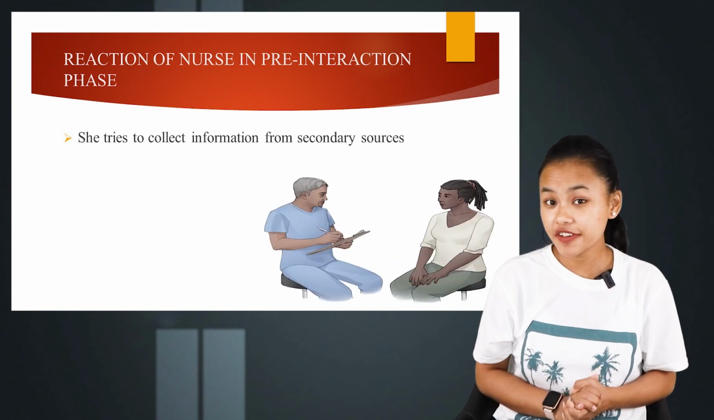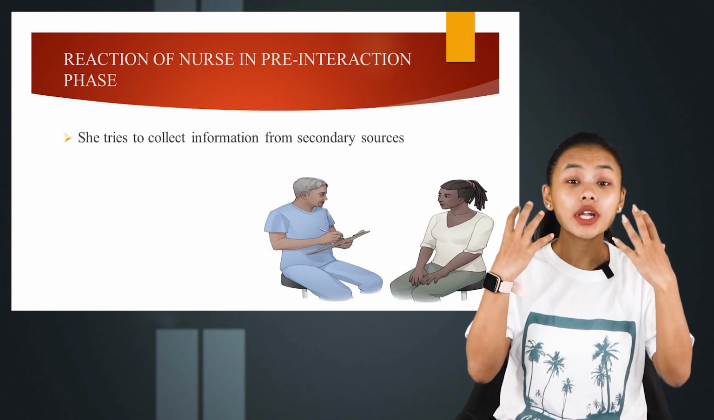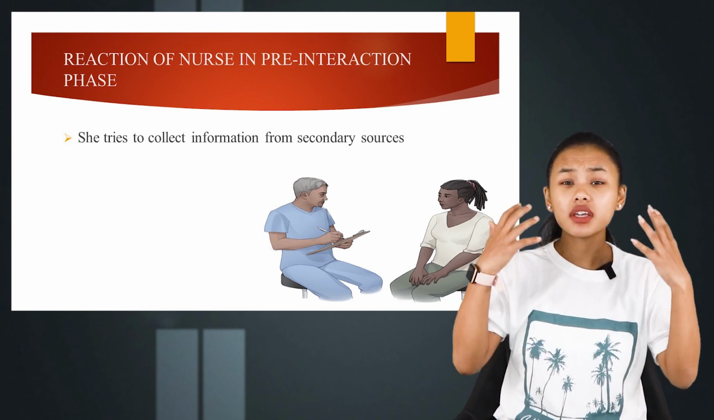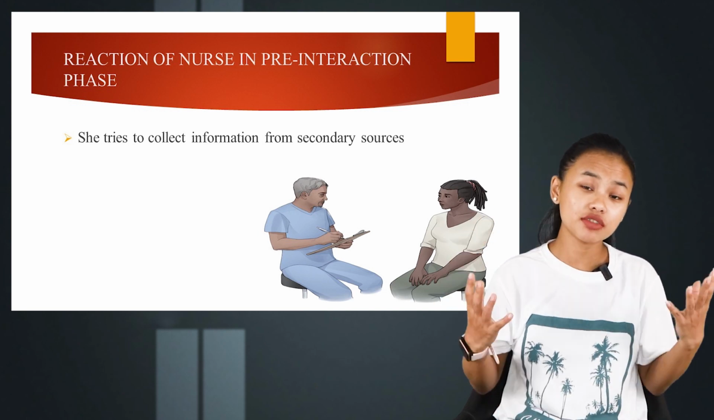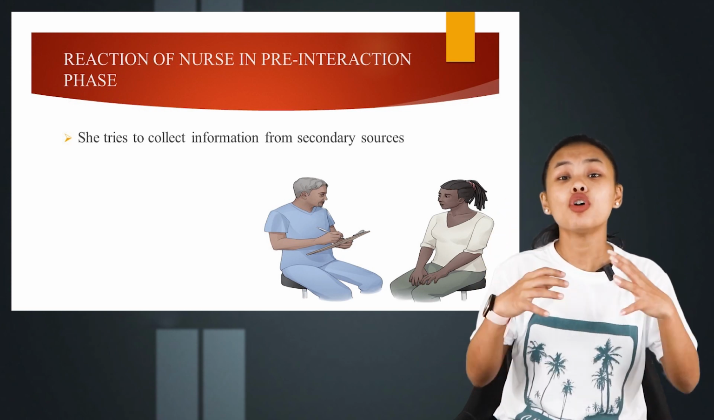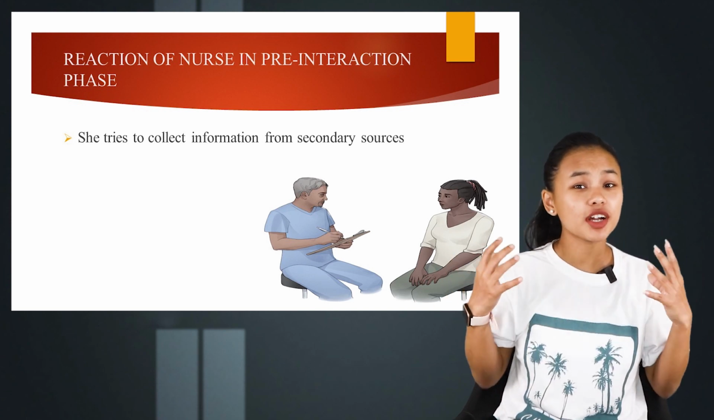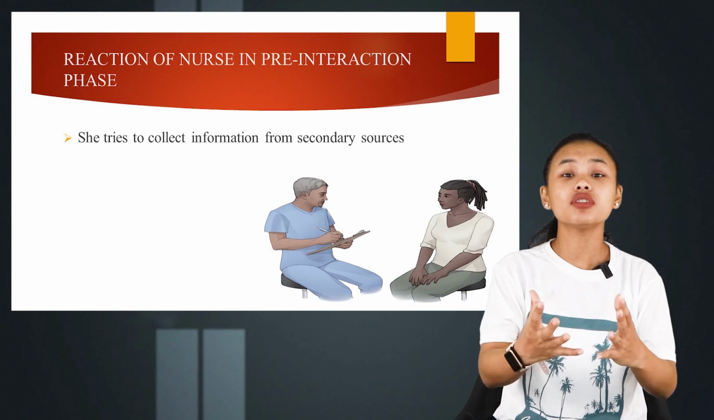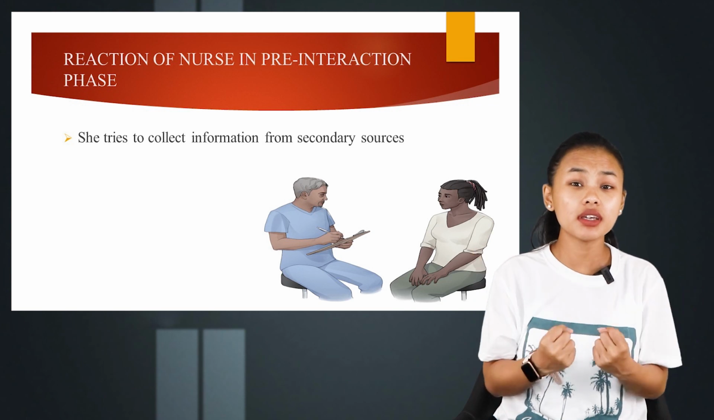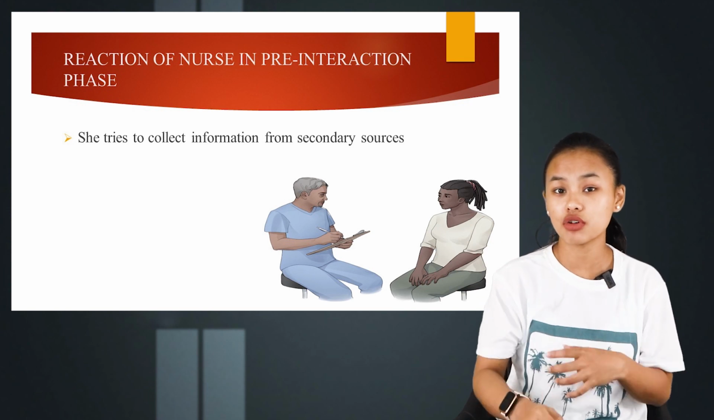What also happens in this phase is that sometimes, because of this fear, because of this anxiousness, and because you don't really have enough information about the client, the nurse will try to collect all the information about the client from secondary sources like their charts, from a resource person, as well as from the nurse who was taking care of that particular client. Since you may not get all the information you want, you may try to get it from their charts, from the other nurse, as well as from a resource person.